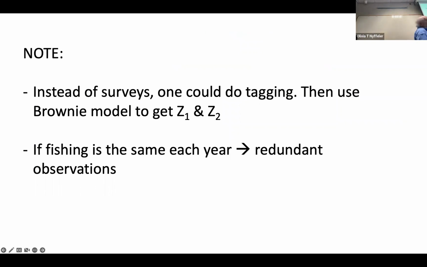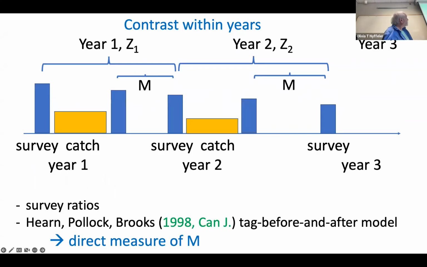Here I say instead of surveys, you could use tagging and then use a Brownie model to get Z1 and Z2. So I'm trying to say that this is a general process, not just a specific case. And as I said, if fishing is the same each year, then you just have redundant observations instead of different observations. Okay, now this is contrast within years.